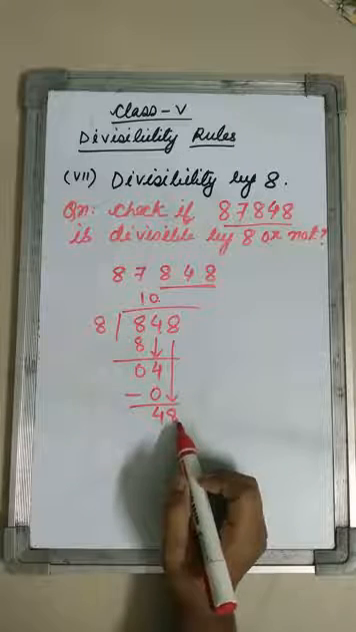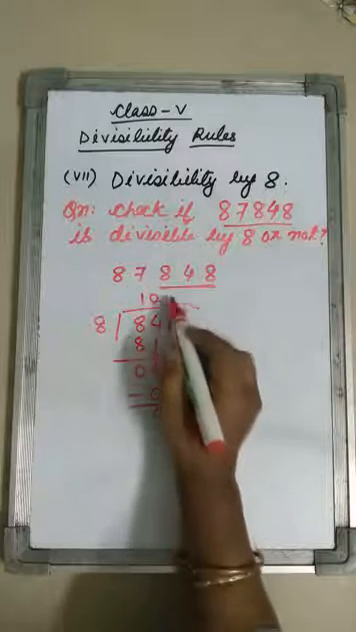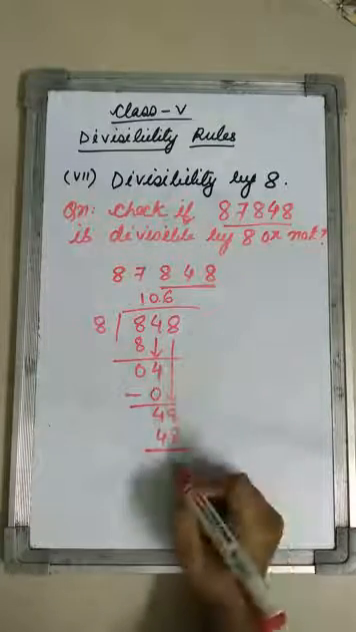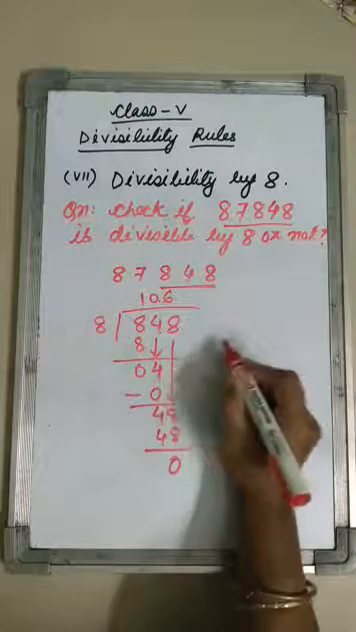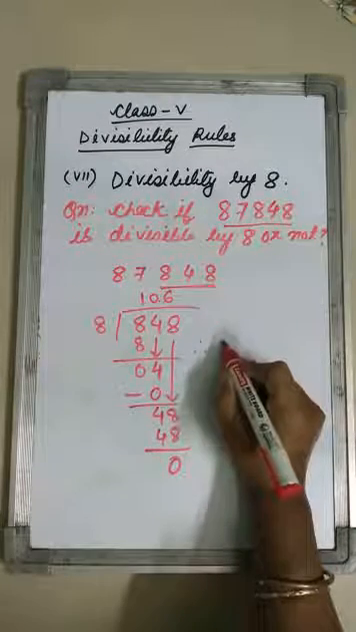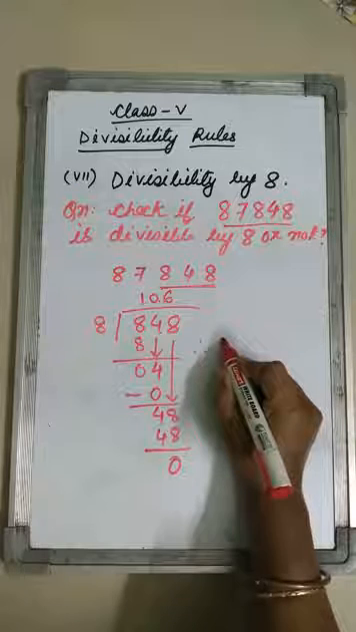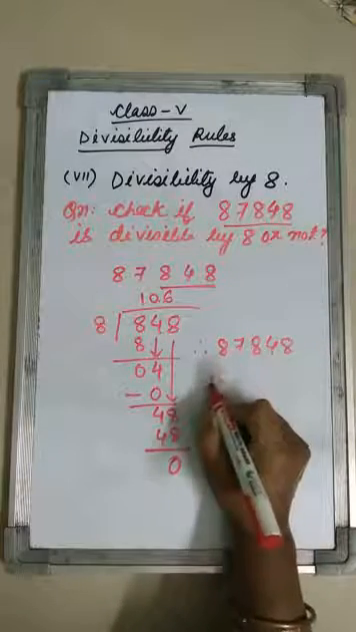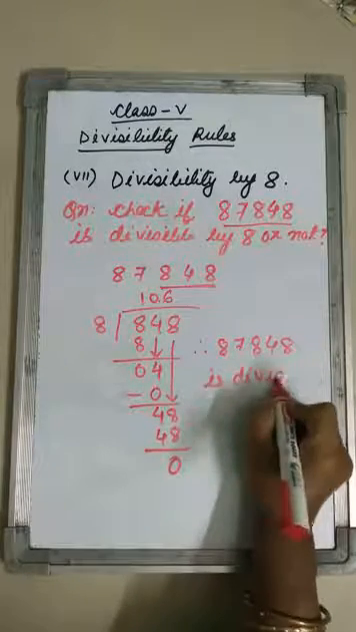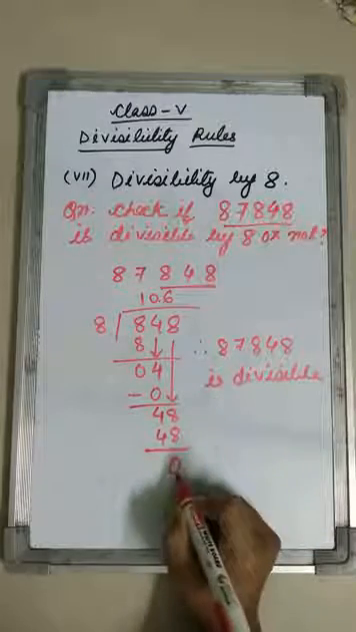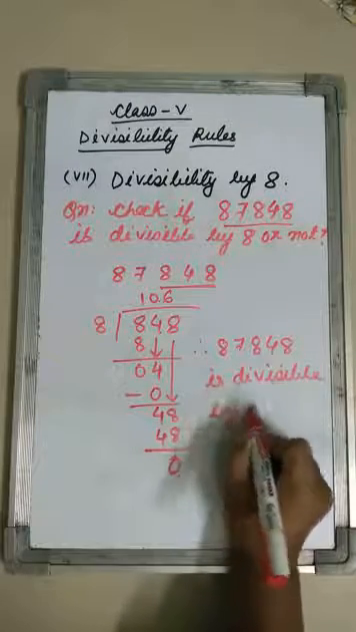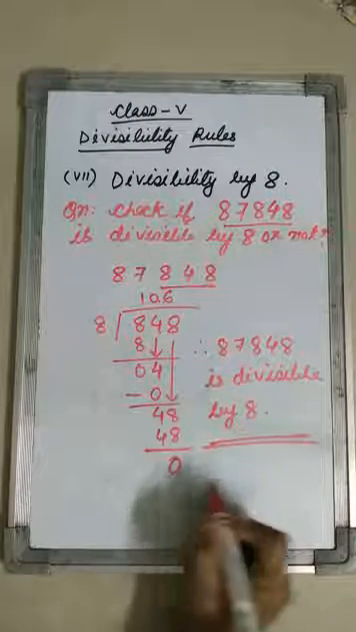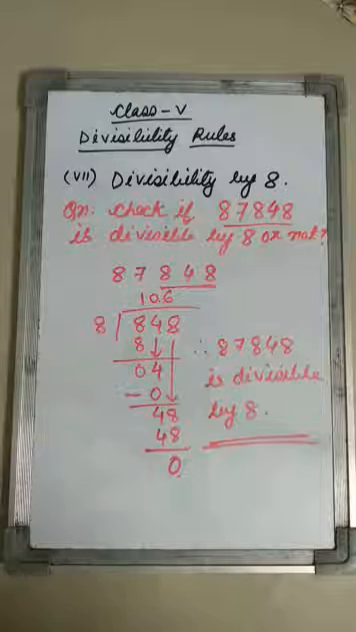How many times can you divide 48 by 8? It is 6 times, so it is 48. The remainder is 0. That means 87848 is divisible. Why divisible? Because the remainder is 0, it is divisible by 8. If there is a remainder, then it is not divisible by 8. This way you have to check.